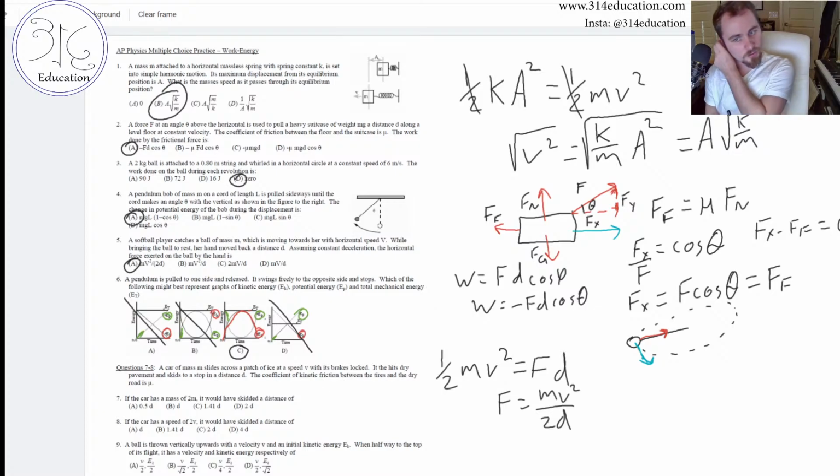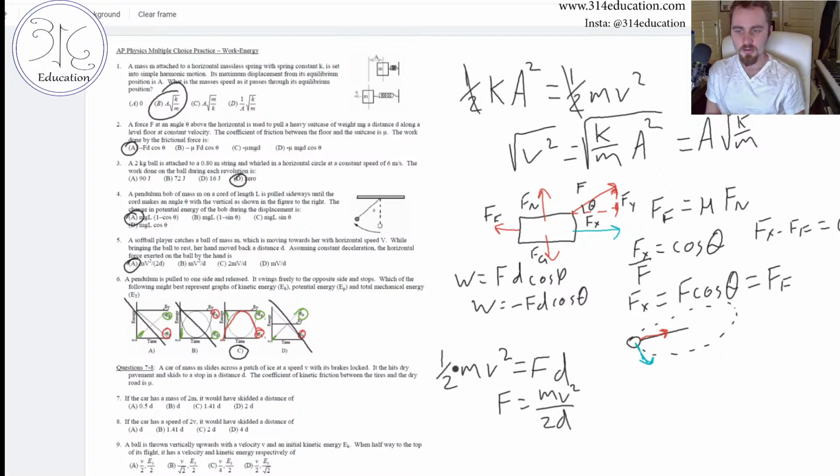So for 7 and 8, we're looking at a car with mass m sliding across a patch of ice at some speed v with its brakes locked. It hits the dry pavement and skids to a stop in a distance d. The coefficient of friction between the tires and the dry road is given as mu. So if we doubled the mass, it would have skidded a distance of what?